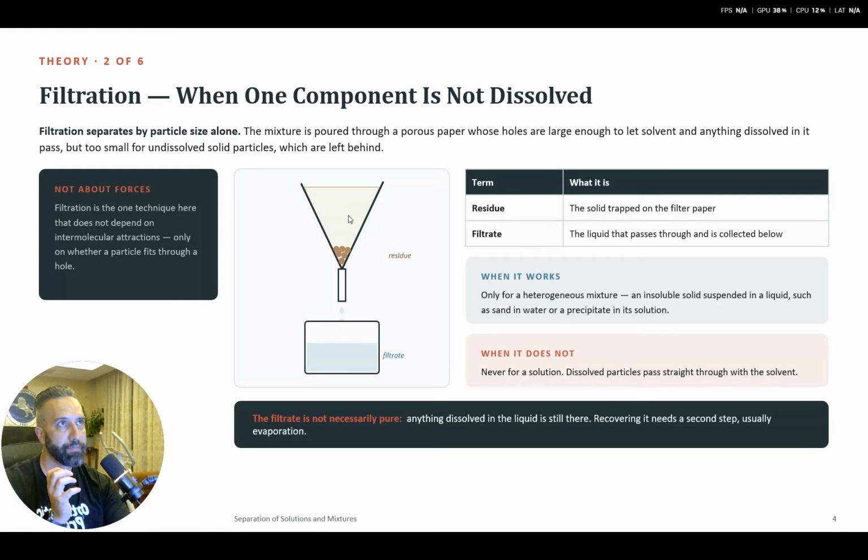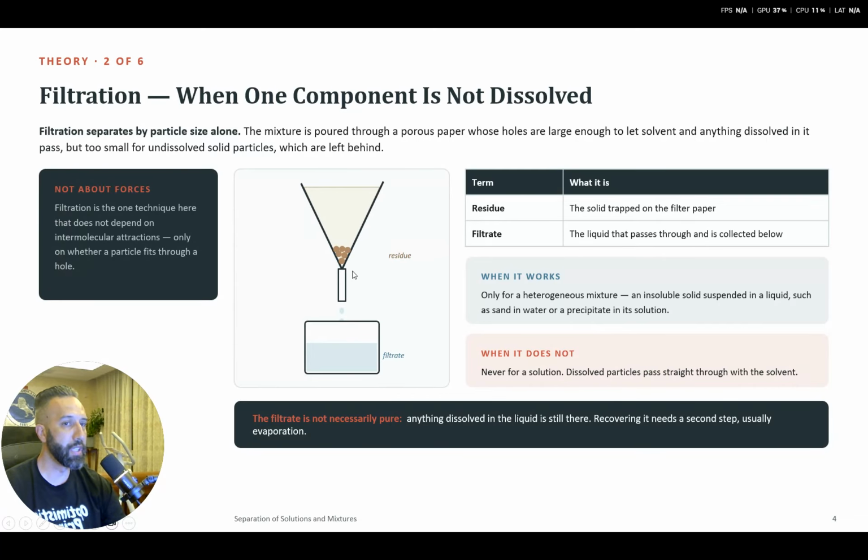It can be different types of paper. According to the type of substance you're trying to separate, you can have different sizes of little holes in it. So when you pour something through the filter paper, whatever is solid inside your solution is going to stay in the paper, and that's called the residue, while the liquid part is going to go through the paper, and that's called the filtrate.